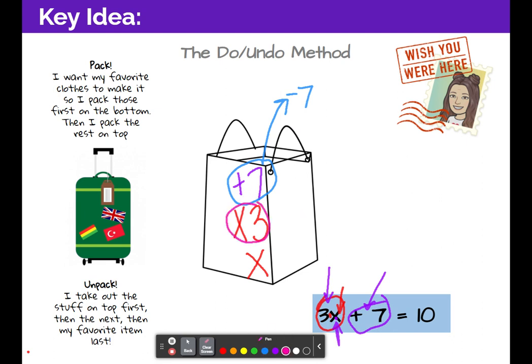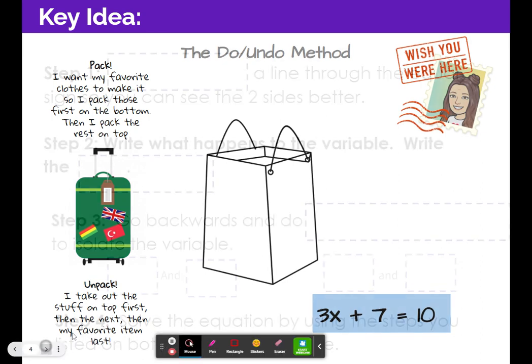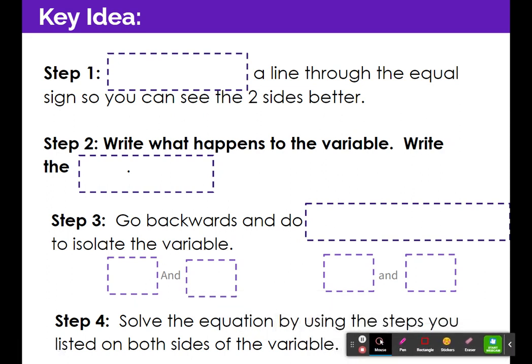Then I have to do the opposite of times 3. What's the opposite of times 3? Divide by 3. That's what I'm going to do second to solve this equation. And when I do those two things, then I get to take out my favorite piece, and he's done. So what does that mean? Let's look at a real math problem, but hopefully this luggage thing helps stick in your head and mean something. So here we go.